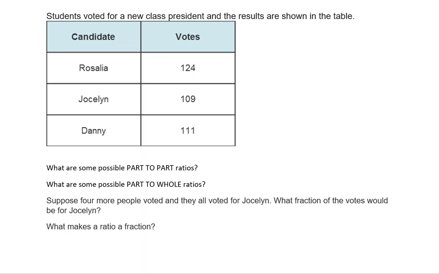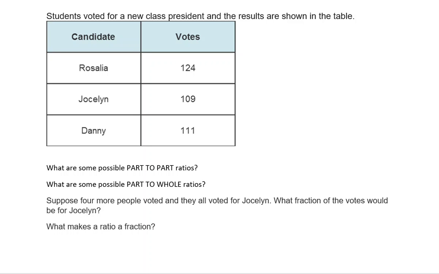This video is to talk about ratio notation and some of the different types of ratios we can write. So here we see the candidates and how many votes they received for class president. And we have 3 different candidates and the number of votes they received. So we have 2 different types of ratios.